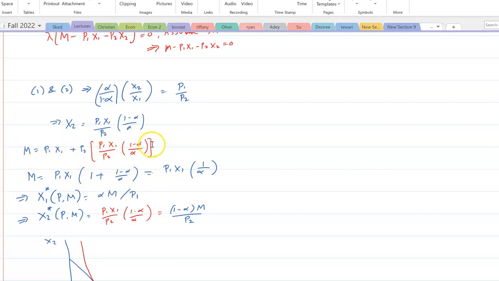So this equation will now be just a function of x1, and you can solve for x1 as a function of prices and income. Now, after you have x1 as a function of price and income, you can use this one again. You can plug it in there and then you'll have this.